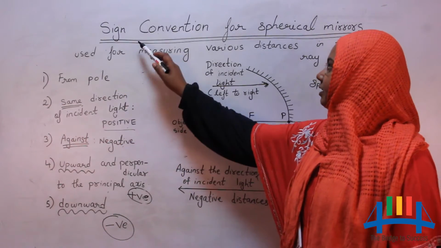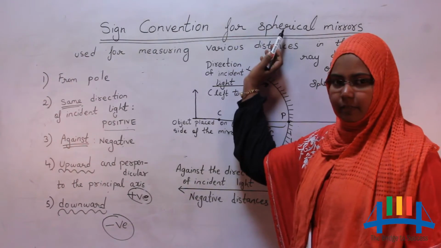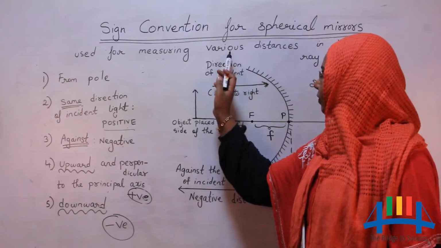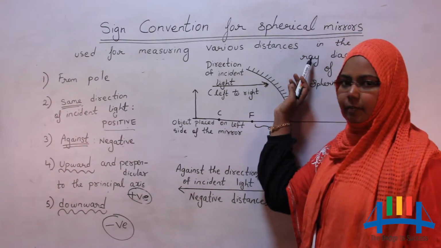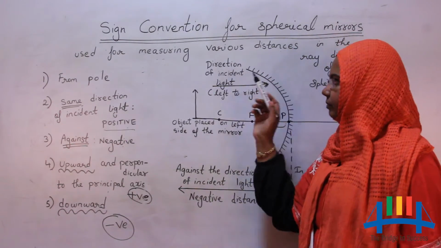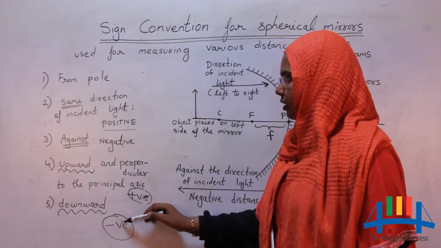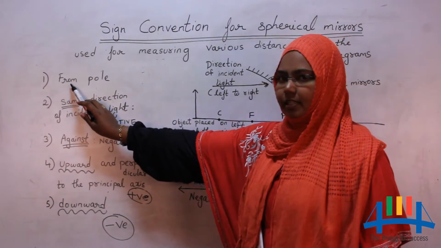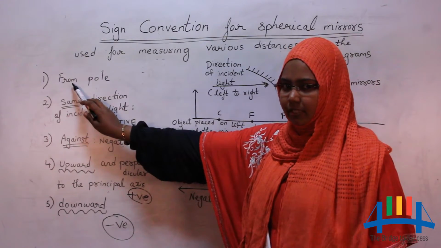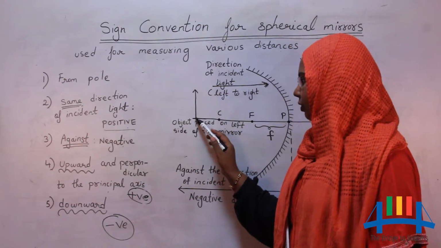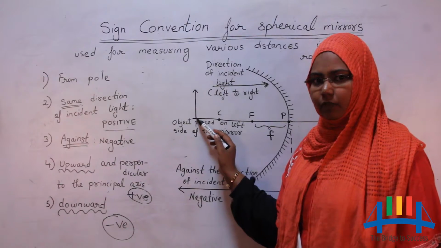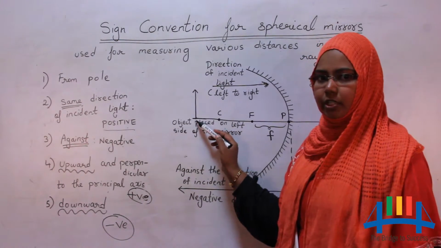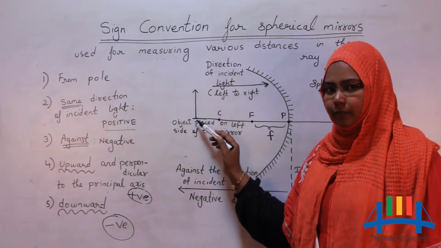Now let us see the sign convention for spherical mirror. New Cartesian sign convention is used for measuring various distances in the ray diagram of spherical mirrors. We have 5 sign conventions. According to this, first one tells us that all the distances, if we want to measure the object distance, how far it is placed in front of concave mirror, the distances should be measured from the pole of the spherical mirror.